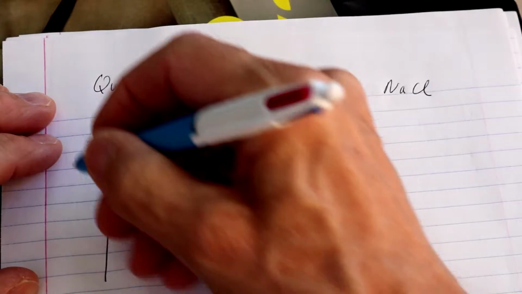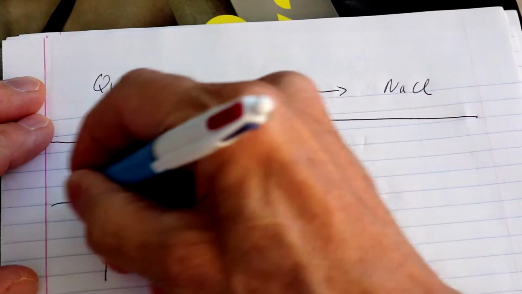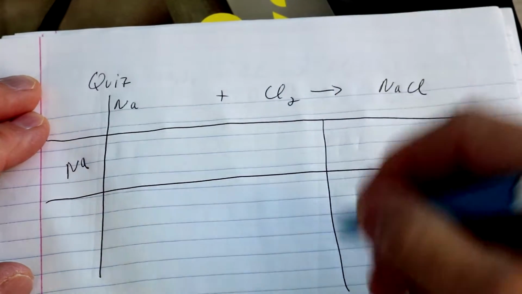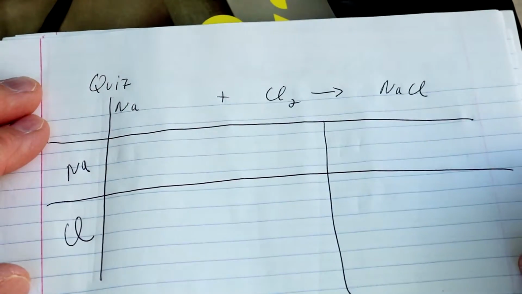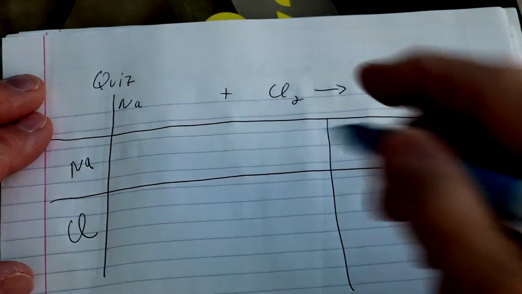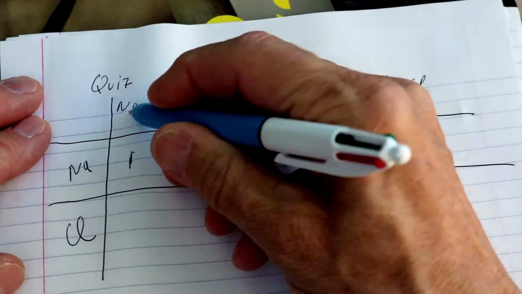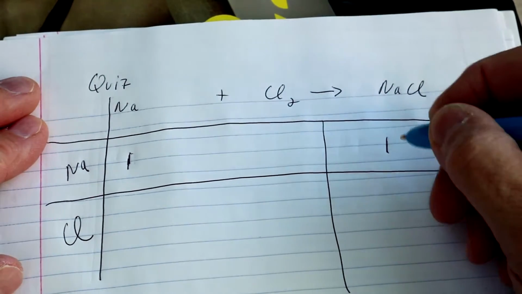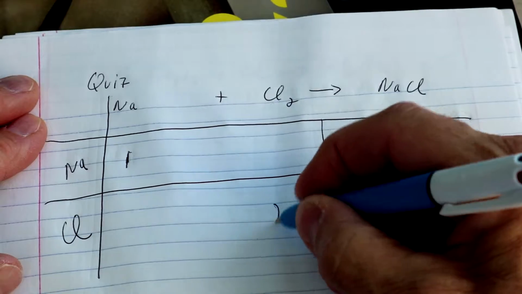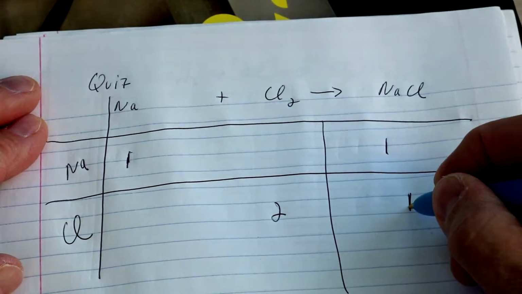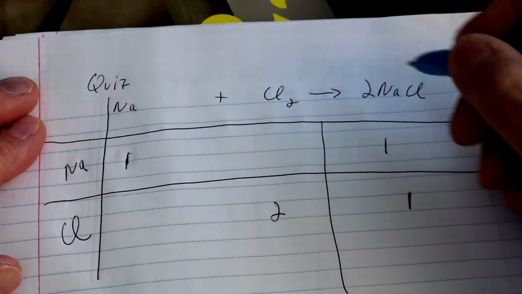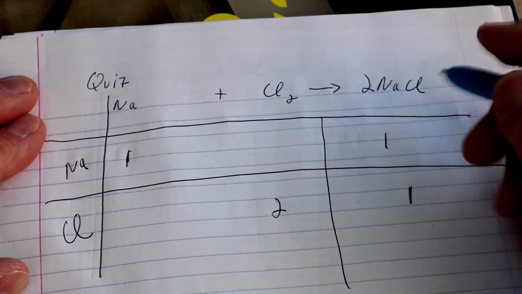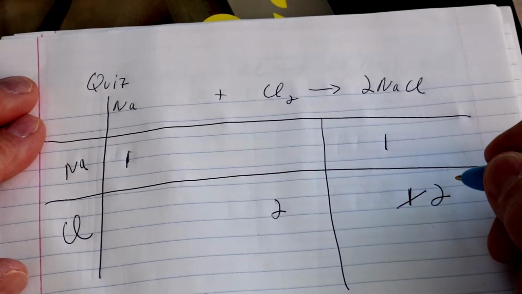Okay, let's make our chart. We have sodium on one row, chlorine on the next. We have 1 sodium right here. We have 1 sodium here. Chlorines, we have 2 chlorines, but only 1 over here. So in order to fix this, you would put a coefficient here that makes 2 sodium chloride. So that fixes the chlorine to 2.